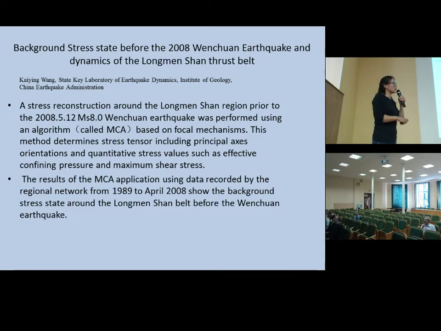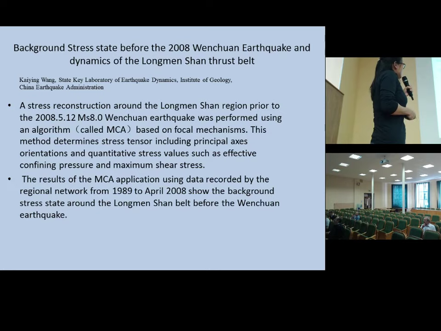Thanks to Professor Vasky for inviting us and giving us a chance to communicate our research. My topic is background stress data before the Wenchuan earthquake and the dynamics of the Wenchuan thrust belt. As we know, using this algorithm, we can reconstruct the stress state based on focal mechanisms. The algorithm was developed by Professor Vasky. This method determines the stress tensor. It can give us quantitative stress values.